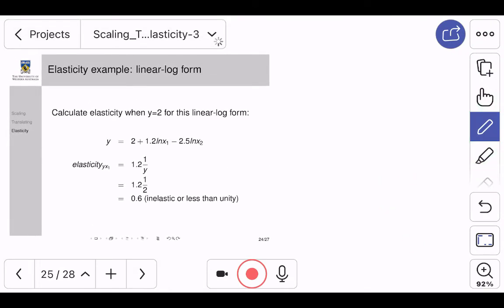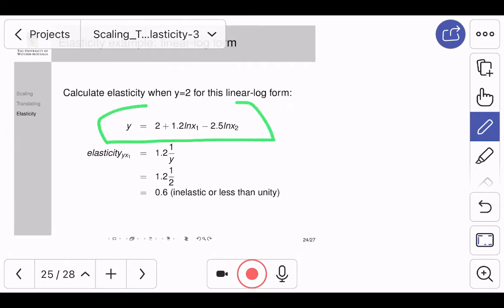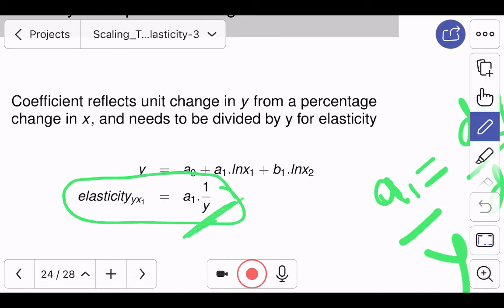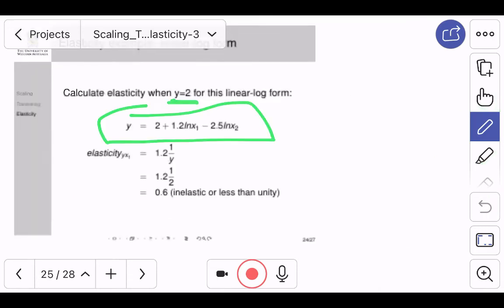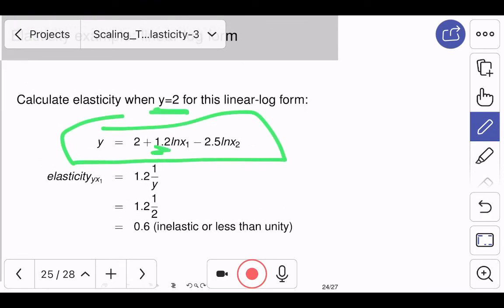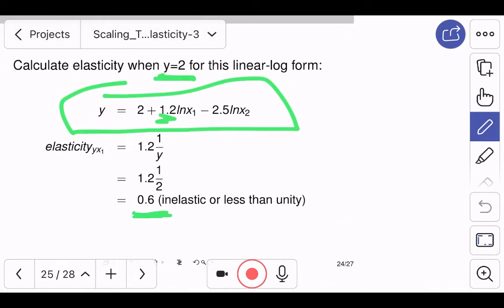So we have an example here, a linear log. And suppose you are asked to find out what the elasticity is when y is 2. Well, this is linear log, so we know what we have to do. We have to use that formula. And if we use that formula, then our a is 1.2, and we have to multiply it by 1 over y. So we have to do that, and our elasticity is simply 0.6.